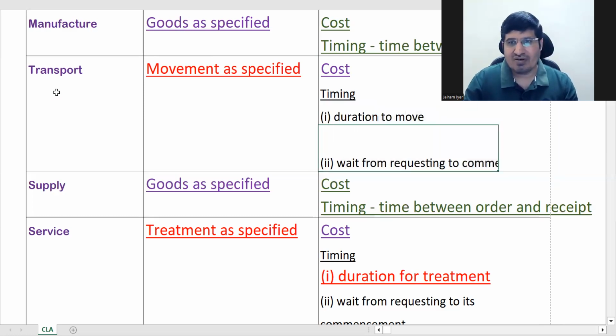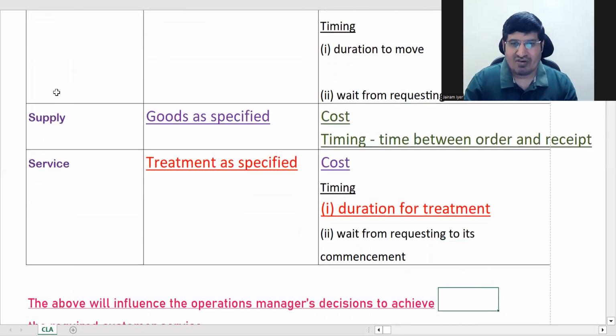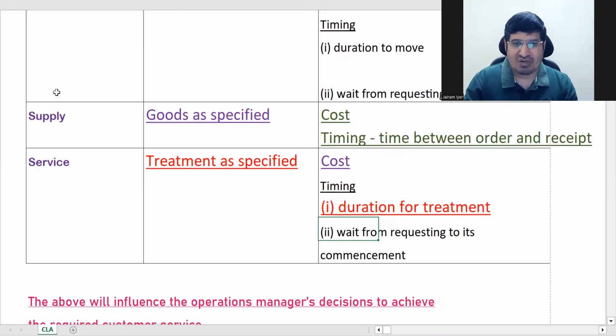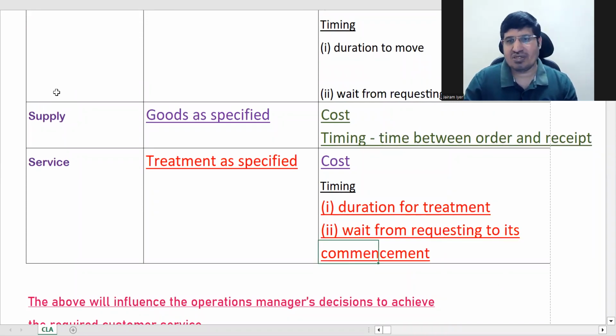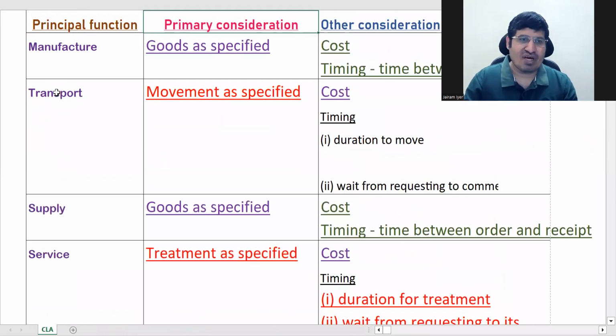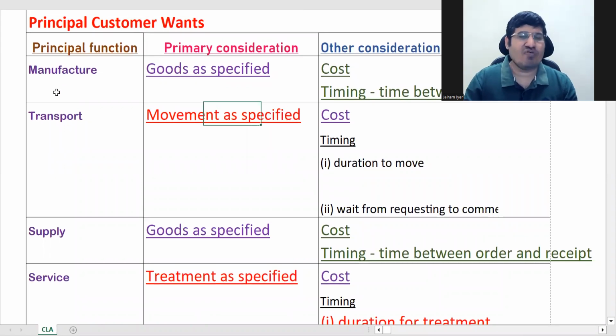Okay. Second is wait from requesting to commencement. Here also you have wait from requesting to commencement. Okay. See, wait from requesting to commencement. Fine, understood. So basically, your 1 and 3 are same, 2 and 4 are same.